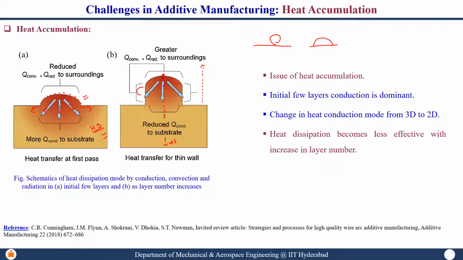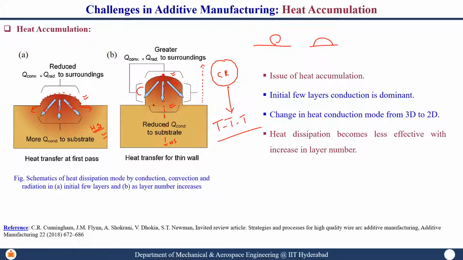Now, because of this heat accumulation, there are several things happening. What are those? First one, because of this heat accumulation, the thermal cycle of the molten pool over here is different, which essentially means the cooling rate. Now, all of us know the mechanical property of a particular component is dictated by its microstructure, which is controlled by the TTT curve, the time temperature transformation curve.